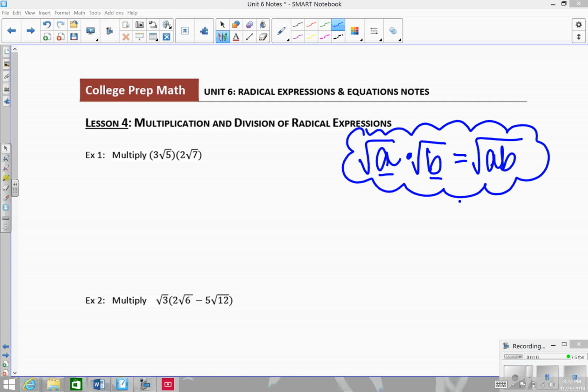So if you look at this first example, we're going to go ahead and multiply our coefficients. So 3 times 2 gives me 6. And since I have a square root times a square root, I'm going to multiply the numbers underneath the square root. So 5 times 7 is going to give me 35. So then that's it. And if we could reduce it, we would. Otherwise, we'll just leave it as is. So multiply the coefficients, multiply the numbers under the radical.